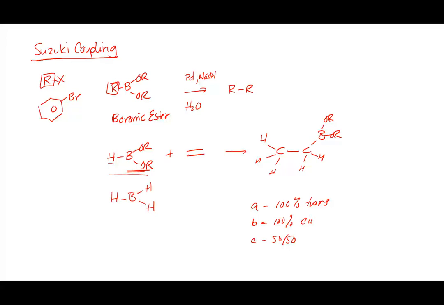The H and the boron both add to the double bond at the same time. So it's a square intermediate, which means cis. Okay. And when I wrote it here, I didn't necessarily intend it to be cis, but it is.